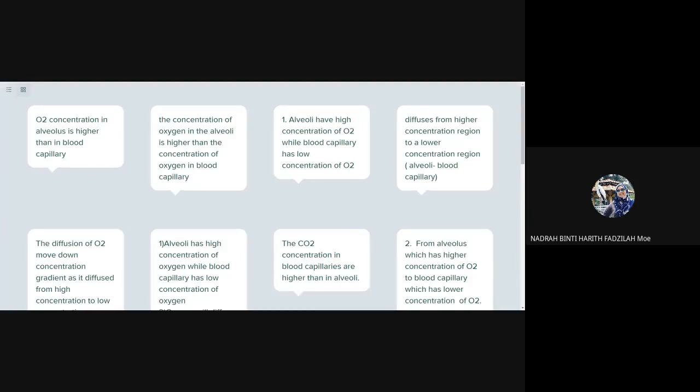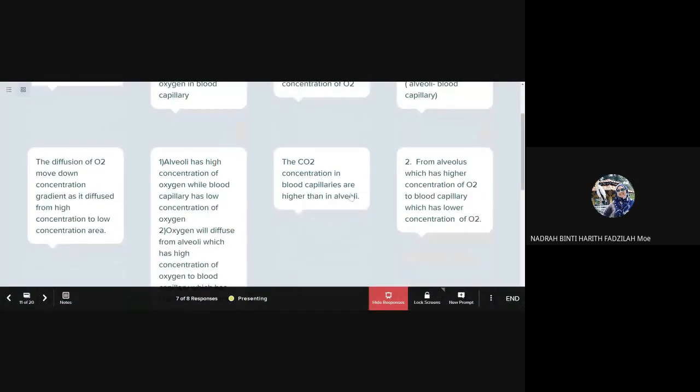Direction tu kena sebut, instead of move down concentration gradient, kita sebut gerak dari mana pergi ke mana. Okay, oxygen diffuse from where to where.